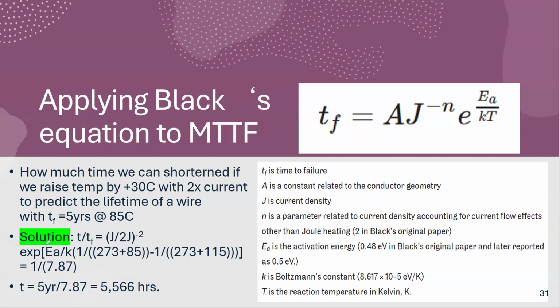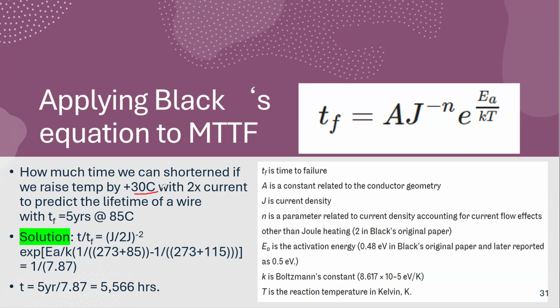Let's use a quick example to show how much time we can shorten if we raise temperature by 30 degrees with 2x current to predict a lifetime of wire with a time to failure of 5 years at 85 C. This means we want to test the parts that are supposed to survive 5 years at 85 C, but we don't have 5 years. How do I know my parts right now? I have a shorter time to meet the spec, to meet this criteria.